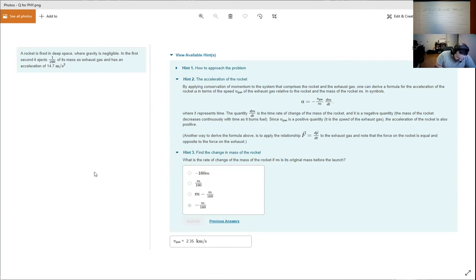I came to mass of rocket times acceleration of rocket is equal to v gas times mass of rocket over 160. So you can eliminate the mass of the rocket and you get acceleration of the rocket is equal to velocity of the gas over 160. Then you were given the acceleration of the rocket, so you multiply it by 160. It's 160 times 14.7, which comes out to 2352 meters per second. And that's the correct answer there, 2.35.